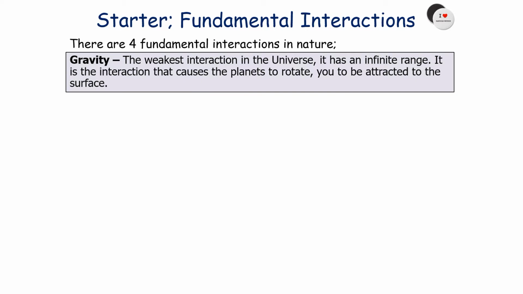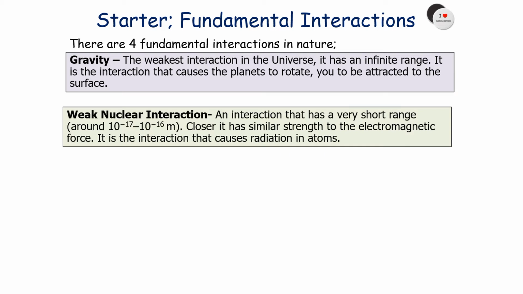So there are four fundamental interactions in nature. You've got gravity, the weakest interaction in the universe, but it has an infinite range, and it's the interaction that causes the planets to rotate and for you to be attracted to the surface. You've got the weak nuclear interaction, an interaction that has a very short range, about 10 to the minus 17, 10 to the minus 16 meters, and closer it has a similar strength to the electromagnetic force, and it's the interaction that causes radiation in atoms.